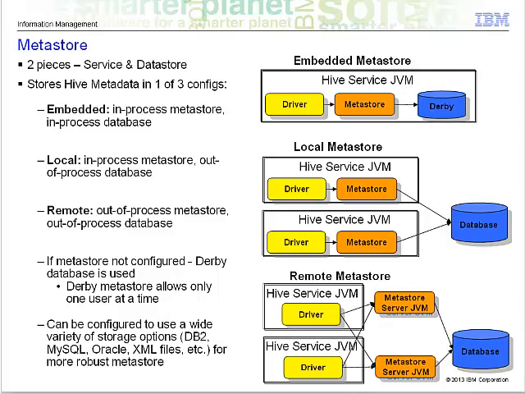A minimum Hive configuration identifies where the Metastore is located. If there are no configuration details provided by the user, then an embedded Derby database is used. A Derby Metastore only allows one user at a time, so it may be advantageous to set up Hive to use a more robust database option, such as DB2, MySQL, or another JDBC compliant database.